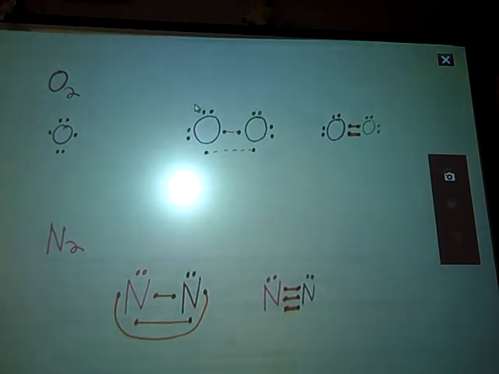8 valence electrons around each nitrogen. It is symmetrical. I have no unpaireds left. Looks like a pretty good structure to me.